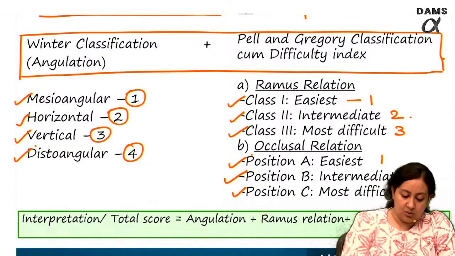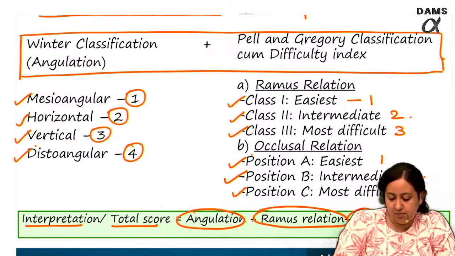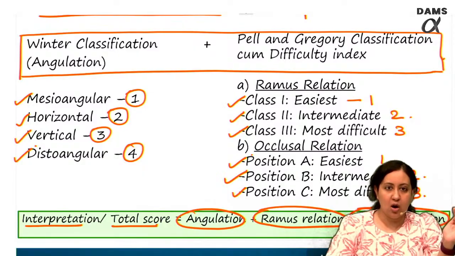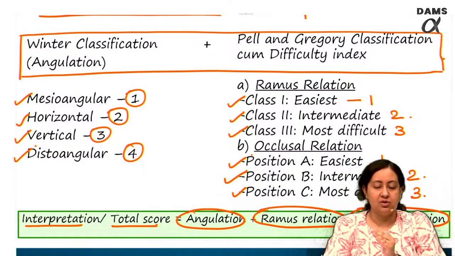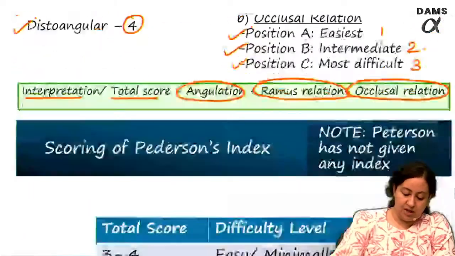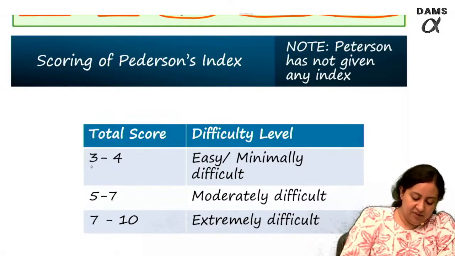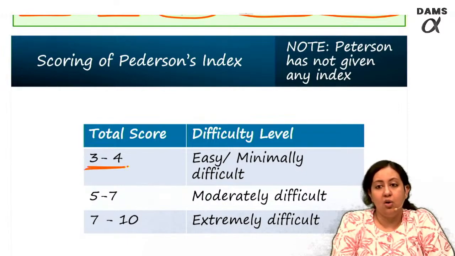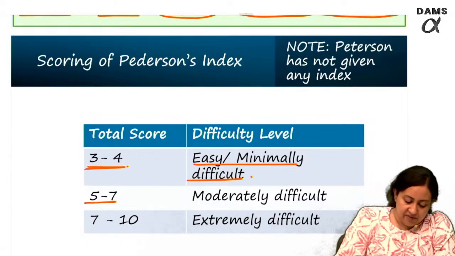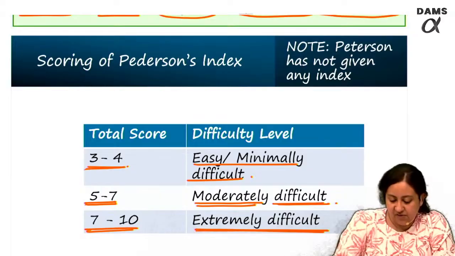Now he said that the interpretation of the total score is the sum of the angulation score plus the ramus relation score plus the occlusal relation score. So you have to add the score allotted to the angulation, the score allotted to the ramus relation, and the score allotted to the occlusal relation. Depending on the total score that you get, he gave the difficulty index. So if there is a score of 3 to 4, then it is easy or minimally difficult impaction. 5 to 7 is moderately difficult impaction and 7 to 10 is extremely difficult impaction.